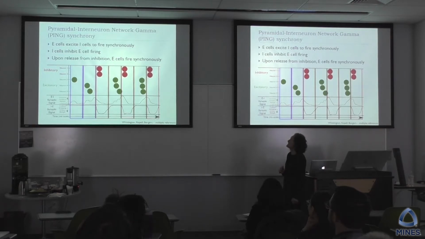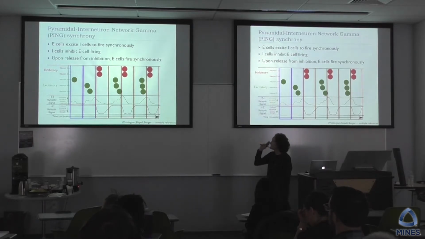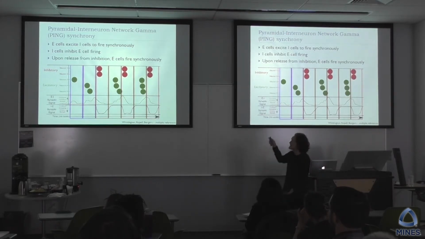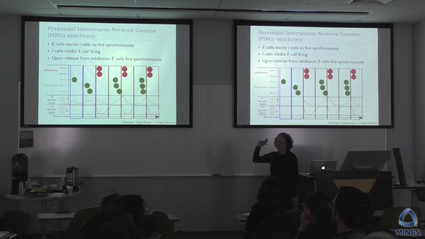PING stands for pyramidal interneuron network gamma, so pyramidal cell inhibitory interneuron network, and gamma. Gamma refers to a frequency of synchronous firing across the whole network. And how these E and I cells tend to synchronize each other actually depends not so much on what the E cells want to do on their own, but it's more that the inhibitory cells, the I cells, gate the timing of firing of the E cells.